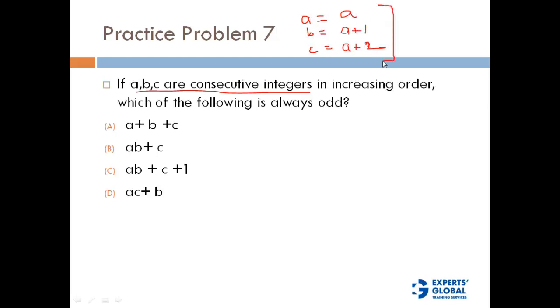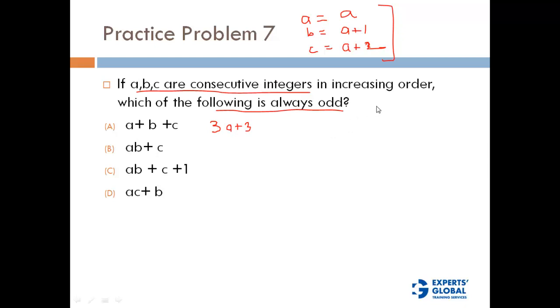Right? We don't know whether A is even or odd, whether the series is starting with an even number or an odd number. We don't know that. But what we are supposed to find out is which of the following is always odd. So let's look at the first one, A plus B plus C. If you look at these numbers, we are going to get A plus B plus C as 3A plus 3.